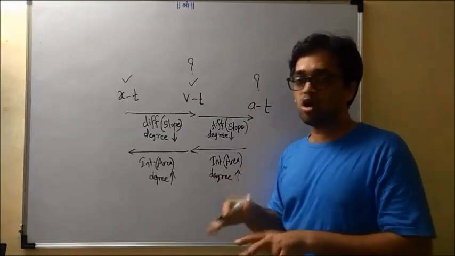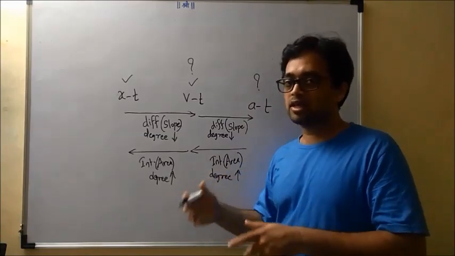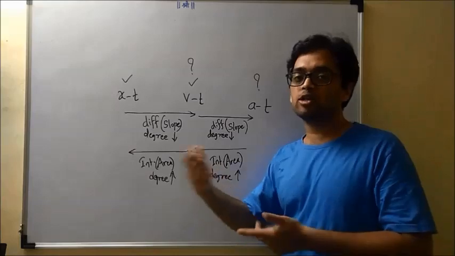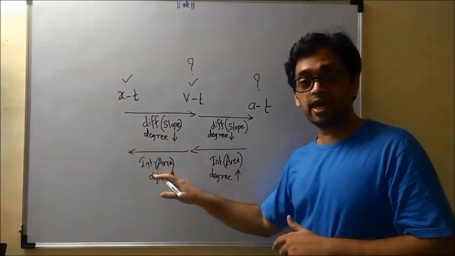How do you find area? You know how to find area. If it's a rectangle, it is length into width. If it's a triangle, it is half into base into height. So you can very well find area.